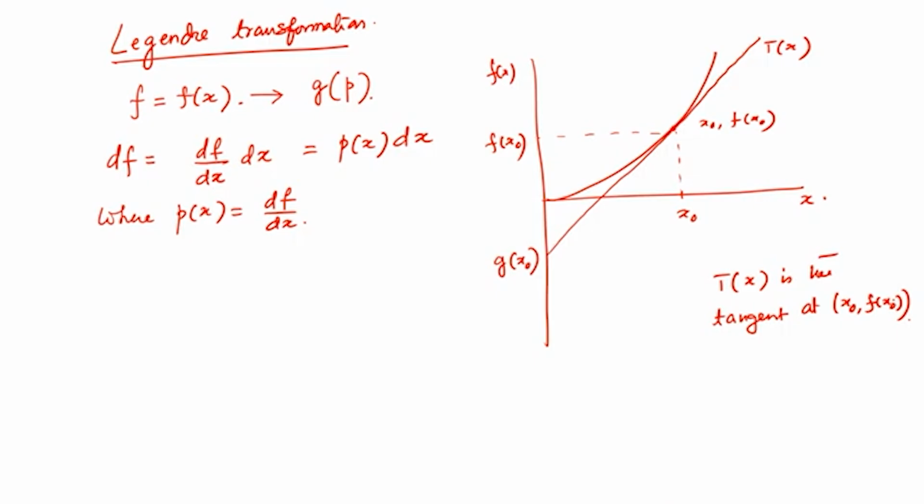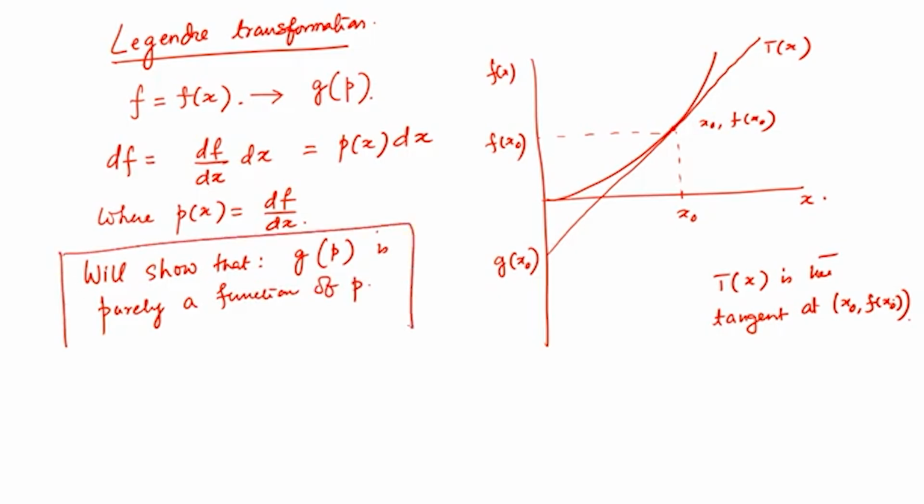And so, this T of x has some equation which we are going to write in just a while, and this T of x, as I said, cuts the y axis, which means at x equal to 0 at this value, and we will show that. So, a priori we will show that g of p is purely a function of p. And this is the Legendre transform or transformation that we are talking about.